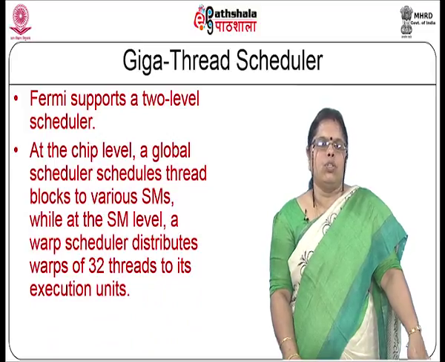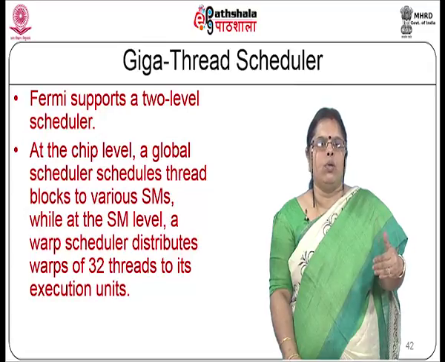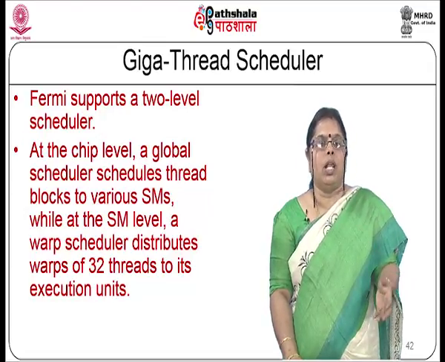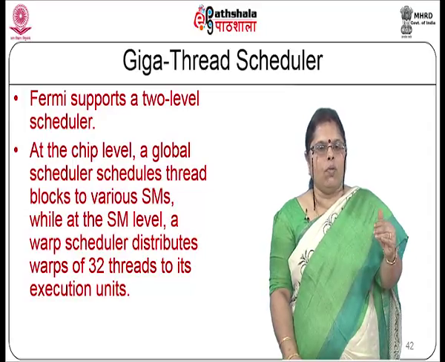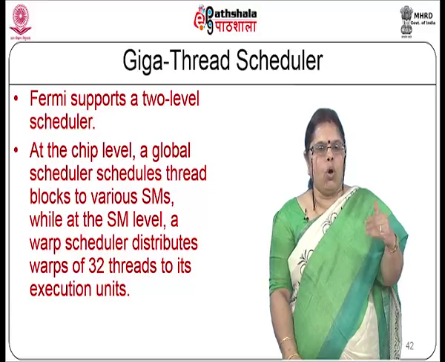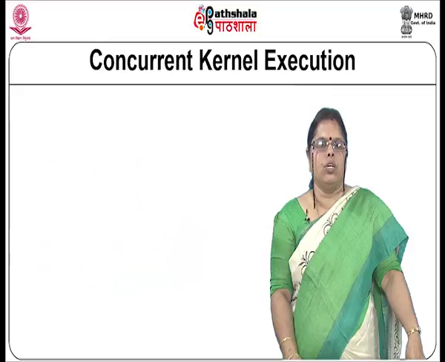So, Fermi supports a 2-level scheduler. At the chip level, you have a global scheduler which schedules thread blocks to the various streaming multiprocessors, while at the SM level, you have a warp scheduler. A warp normally consists of 32 threads. So, a warp scheduler distributes warps of 32 threads to its execution units.